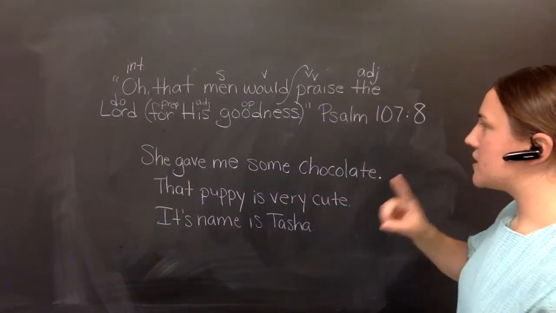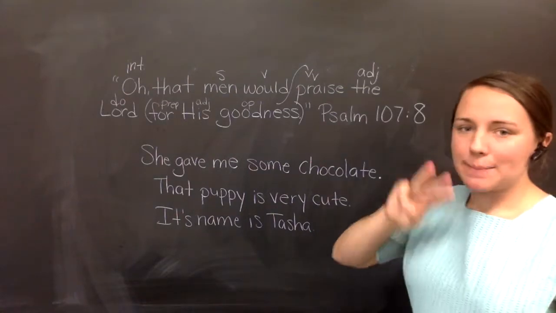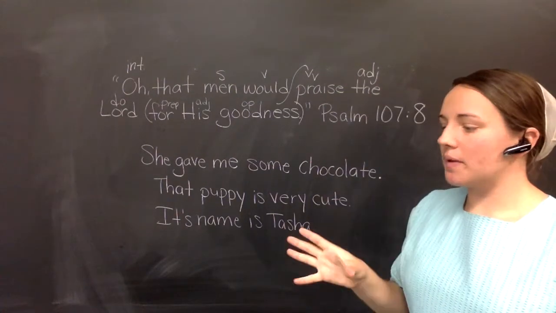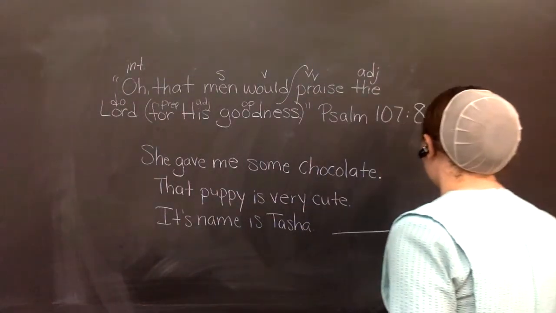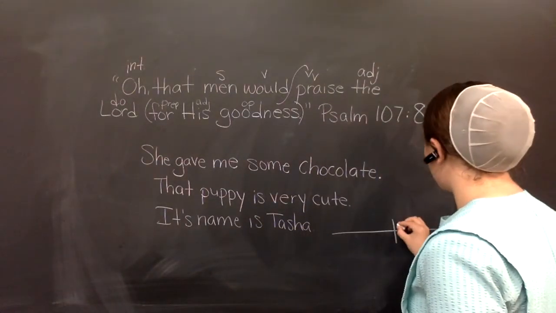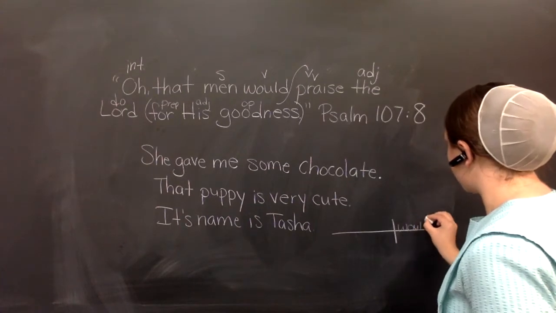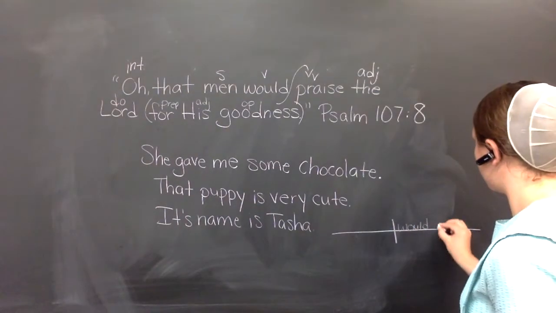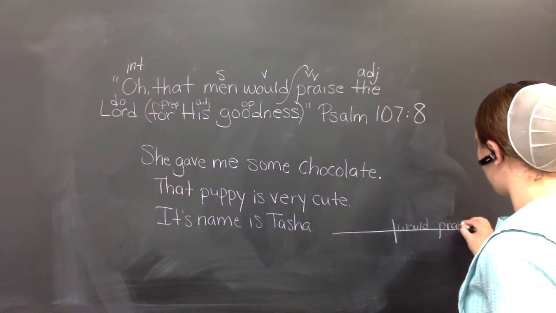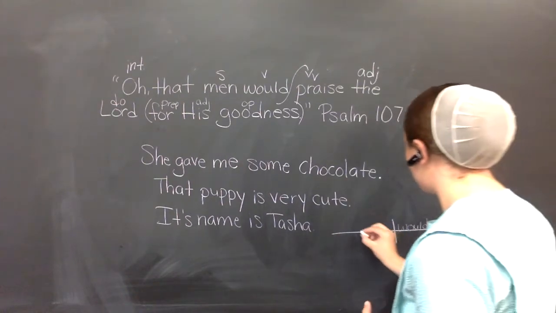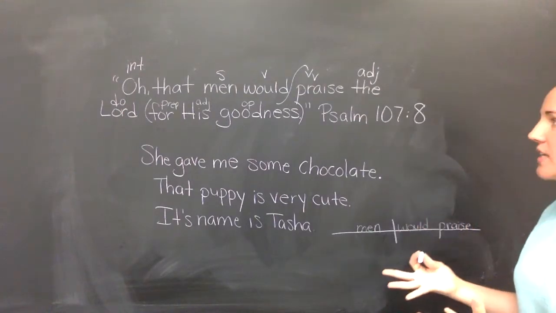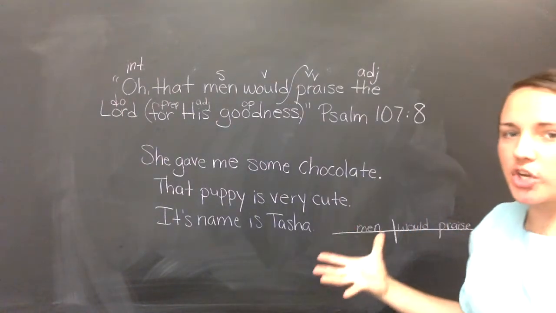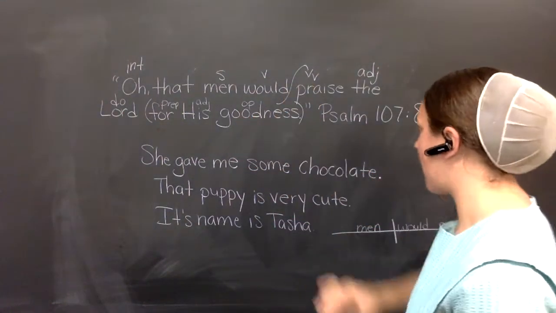So let's diagram our subject, verb, and our prepositional phrase, because you will be doing some of this in your lesson today. So let's just make a line here. We'll put would praise to the right of our dividing line. Then we have men. Now, for his goodness, would praise for his goodness. For his goodness is talking about that.